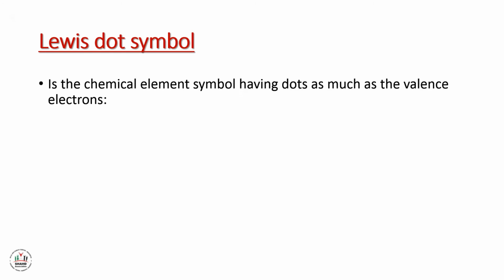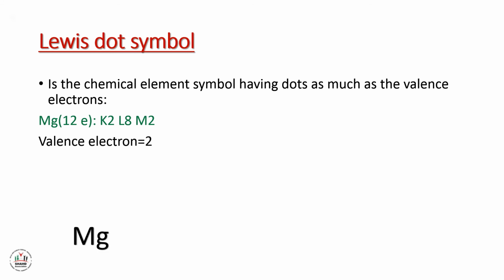The final point in our lecture today is the Lewis dot symbol. What's the Lewis dot symbol? It is the chemical element symbol having dots as many as the valence electrons. So for example, the magnesium atom having electron configuration as this, K2, L8, M2, has valence electron of 2. So we write the magnesium symbol, Mg, and we start making dots as many as the valence electrons. So we do 2 dots. So 1, 2.